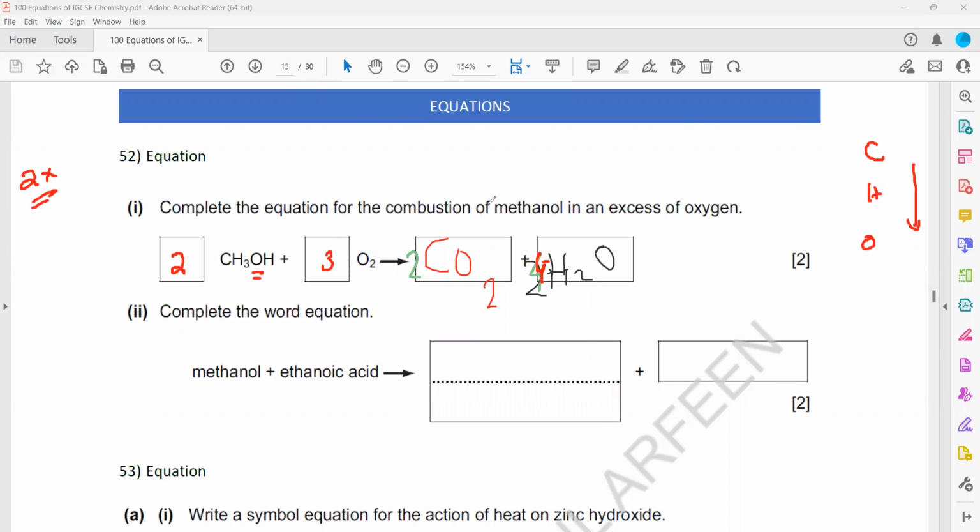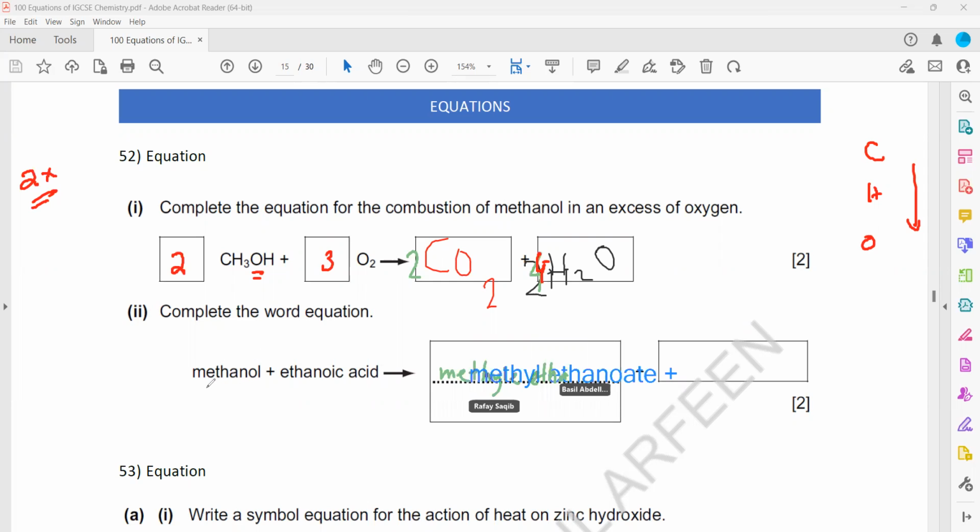And for oxygen, if we need a fraction to balance, then we multiply all of them by 2 to make a full equation. Is this clear? For this combustion equation, whenever a fraction is used to balance, it is always multiplied by 2.